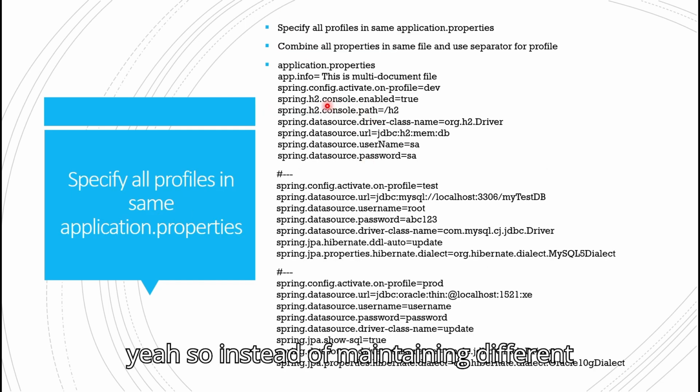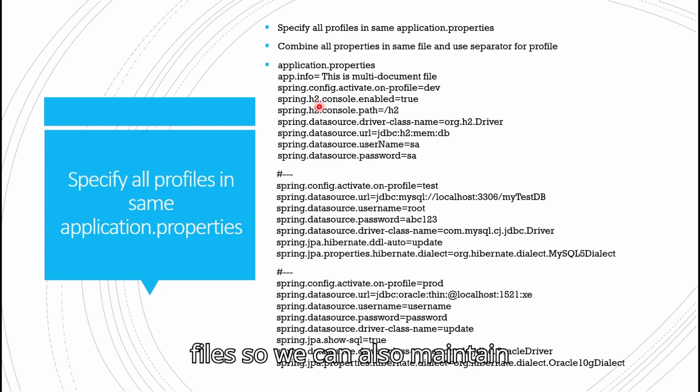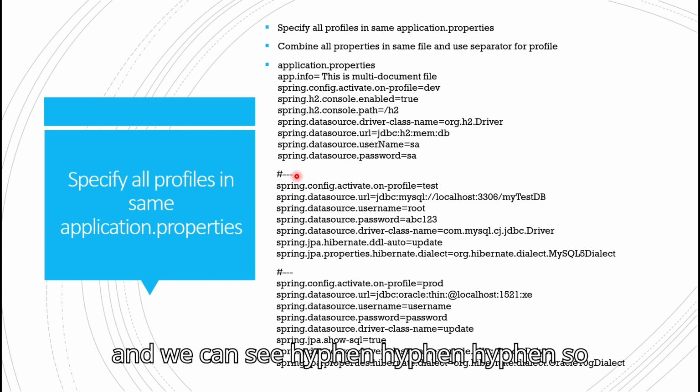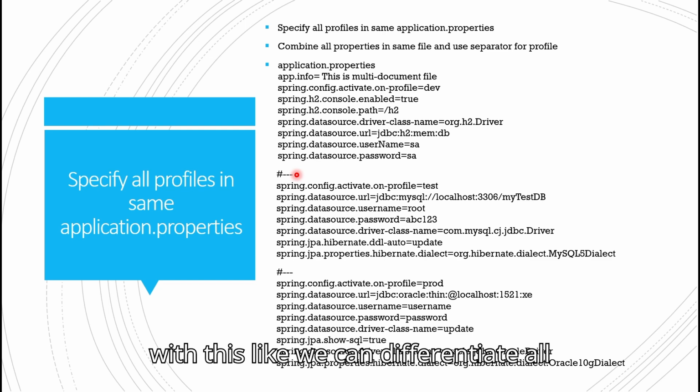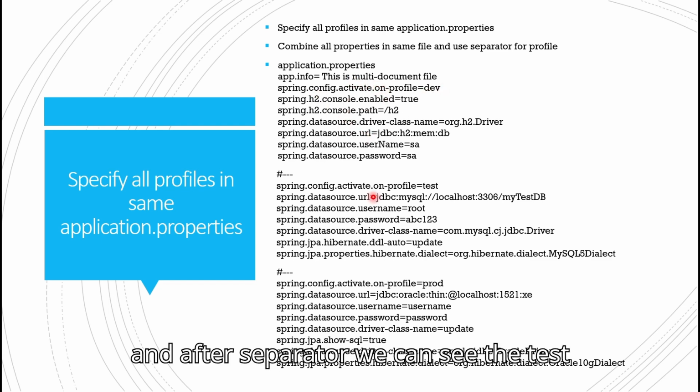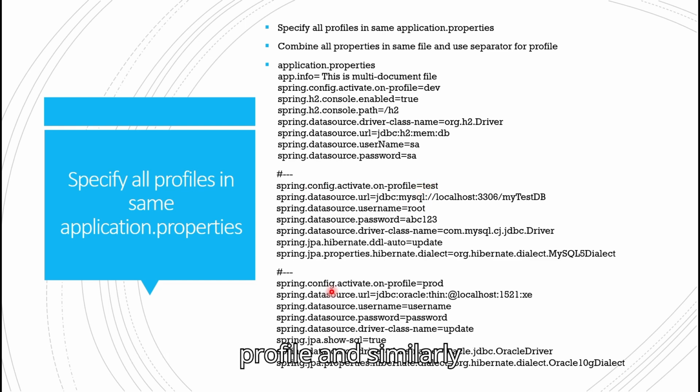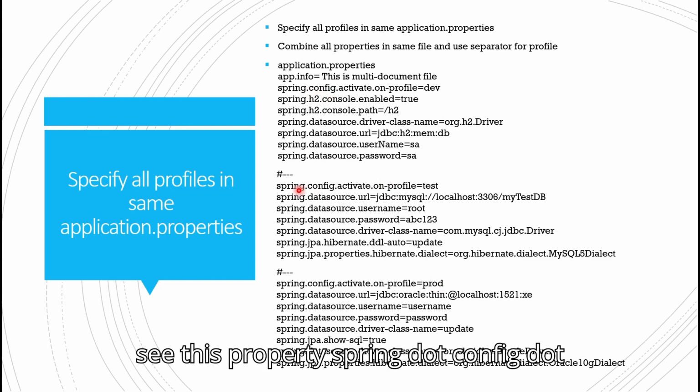Instead of maintaining different files, we can also maintain all the profiles in the same application.properties with a separator, a hash, and then three hyphens. With this, we can differentiate all the properties in application.properties. The first one is our dev, after the separator we can see the test profile, and similarly prod.